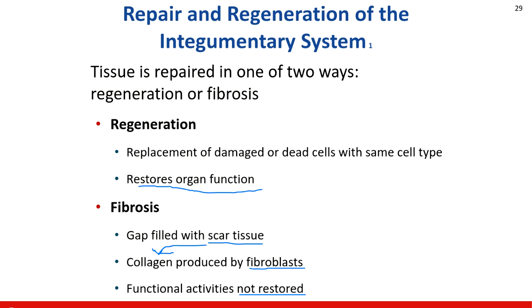So you need to know the difference between regeneration and fibrosis. With regeneration, we replace everything that was damaged or dead with the same type of cell. And then we've restored the organ function and things go back to normal. But with fibrosis, we're not so lucky. Whatever was damaged, or whatever died, will get filled in or replaced with scar tissue, that collagen. And then unfortunately, our organ function is not restored.